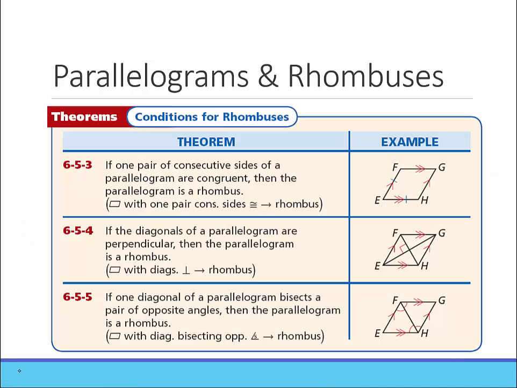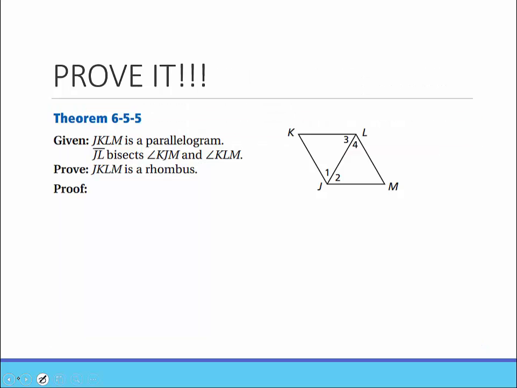Now conditions for rhombuses. There's one more condition than there is for rectangles. The first one says, if one pair of consecutive sides are congruent, then the parallelogram is a rhombus. So this and this of a parallelogram means that it's a rhombus. If the diagonals are perpendicular, then the parallelogram is a rhombus. And if one of the diagonals bisects a pair of opposite angles, so this right here, we know that we have a rhombus. So let's prove this.